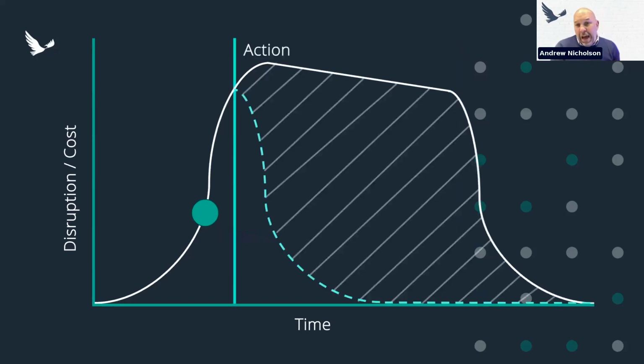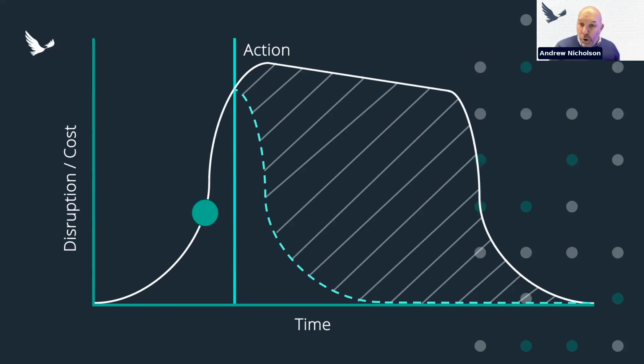Now, if we can move that action point left, and this is where well-established, well-practiced, well-defined crisis response plans come into play. If we can move that action point left, then of course we dramatically reduce the impact of that disruptive event and the cost and disruption to us as an organization. Now, as I said, well-practiced, well-rehearsed, well-established and proven emergency response plans, crisis response plans can help to do this.